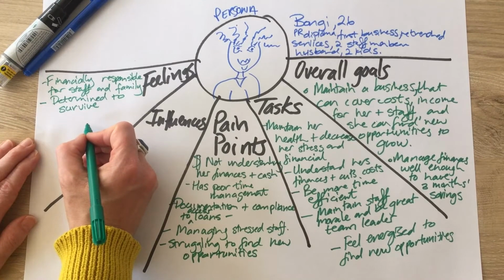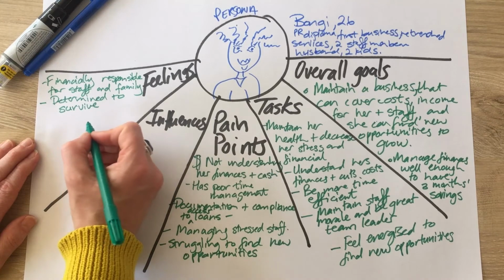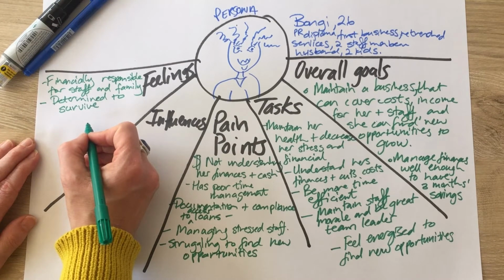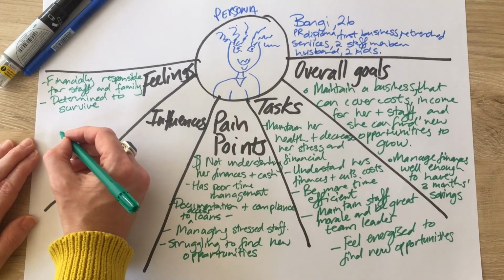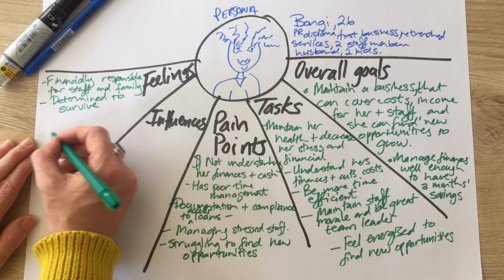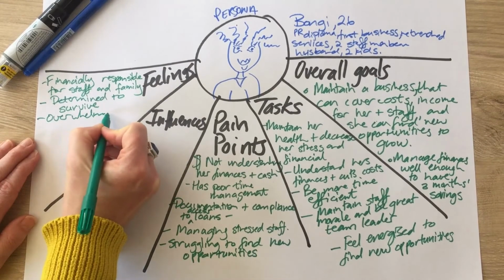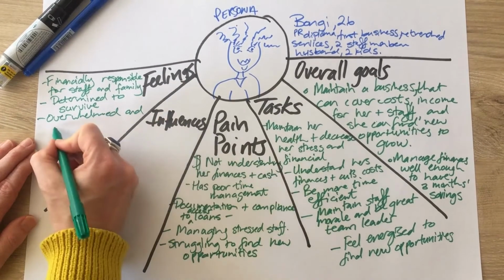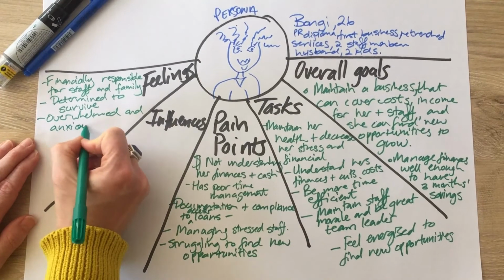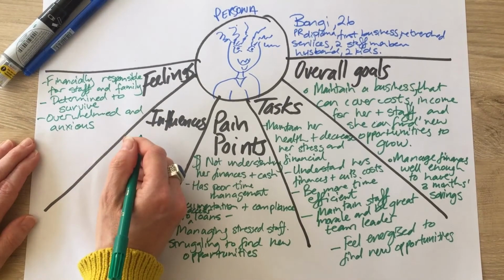We need to think about this. She really is in crisis right now, though. So she's in this crisis, she's getting stressed, but she still needs to make her business work. She's determined to survive. So let's admit it, she's probably feeling overwhelmed and anxious. Whew, wouldn't you feel the same in this kind of situation?